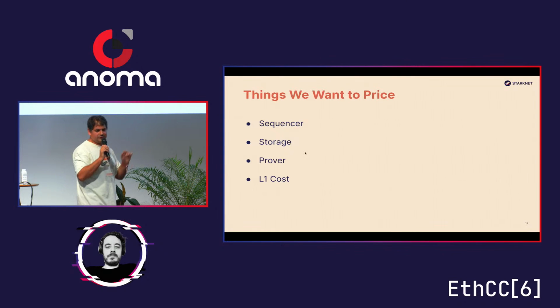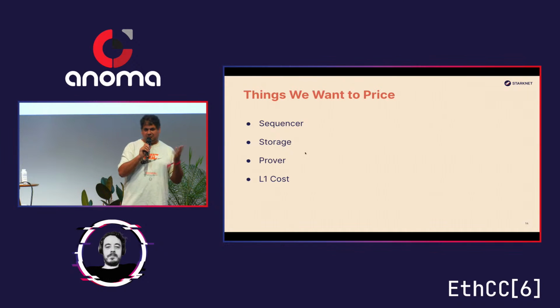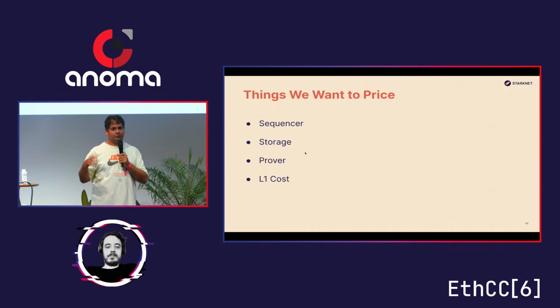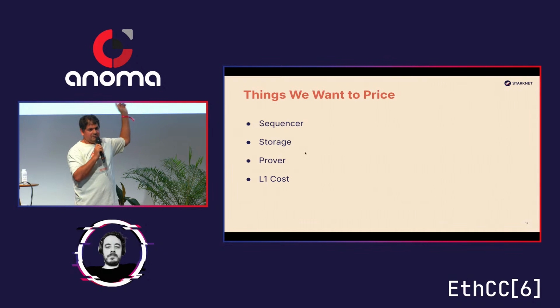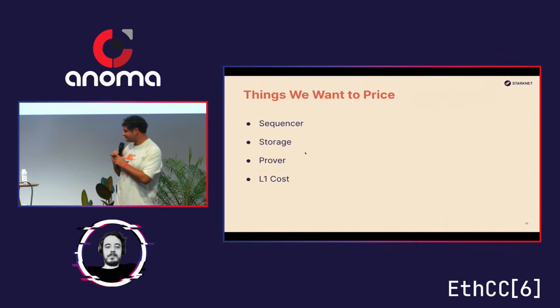And the last two bullets are actually new. On Starknet we have this burden that for every block we need to generate a proof, so we need to take that into consideration, obviously. And as long as we publish data to Ethereum as a data availability layer, we also need to take into consideration a main cost, which is the L1 cost.